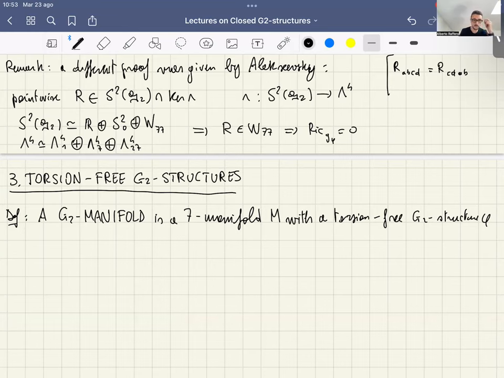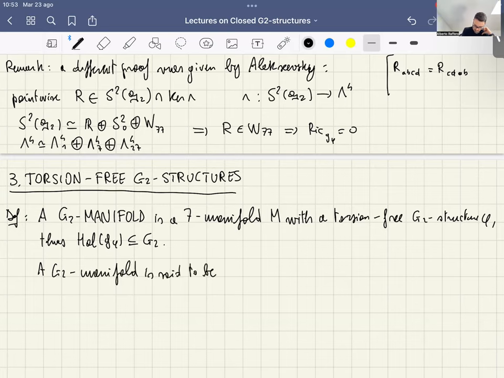Which means that the three-form phi is parallel with respect to the Levi-Civita connection of the induced metric, and it is both closed and co-closed. And moreover, of course, the holonomy group of the Riemannian metric is a subgroup of G2. In particular, a G2 manifold is said to be irreducible if the holonomy of g_phi is precisely G2.